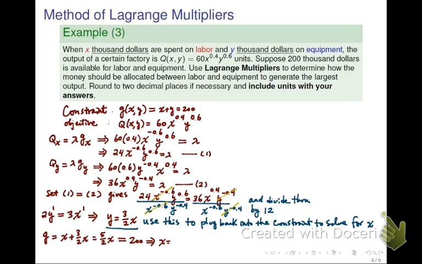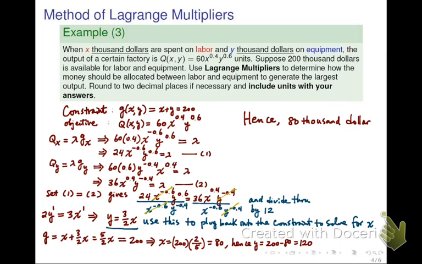What this means then, we can solve for x by simply multiplying both sides by 2/5, which then gives us 80. Hence, y is equal to 200 minus the x value, which is 80. Altogether, you get 120. So we have successfully solved for x and y. Remember to put your answers in a complete sentence. Therefore, $80,000 should be spent on labor, and $120,000 should then be spent on equipment in order to generate the largest output.